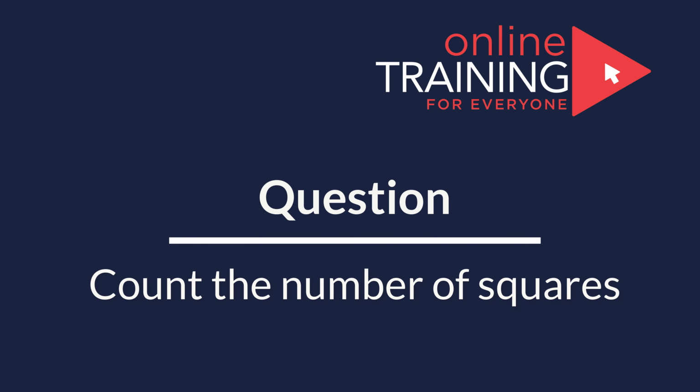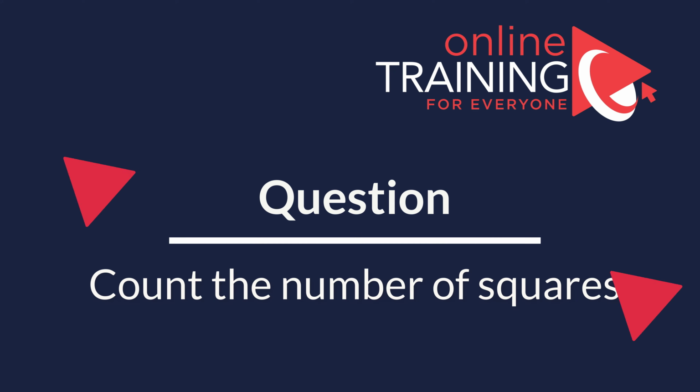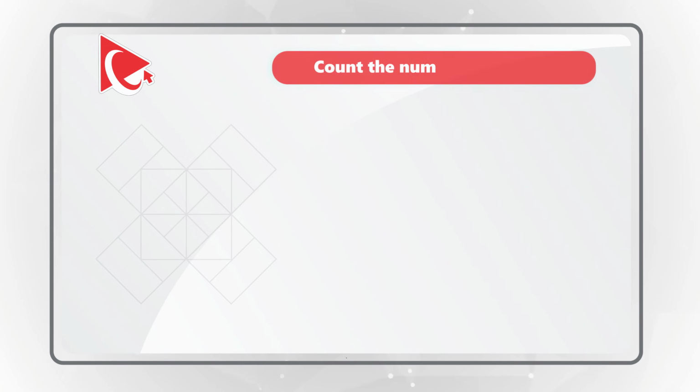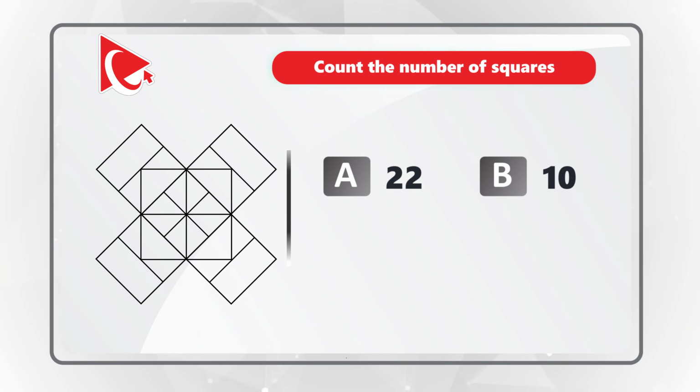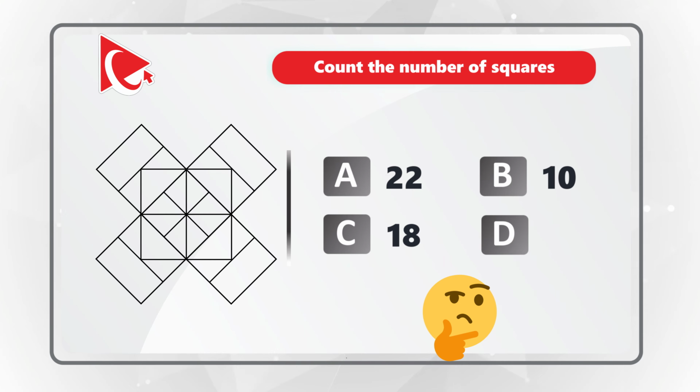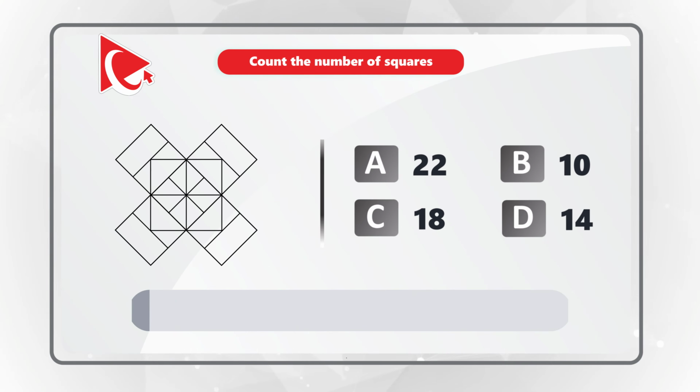Here is an interesting problem where you need to count the number of squares in the presented shape. The correct number is one of 4 different choices. Choice A, 22. Choice B, 10. Choice C, 18. And choice D, 14. Take a close look at the picture to see if you can come up with the right solution.